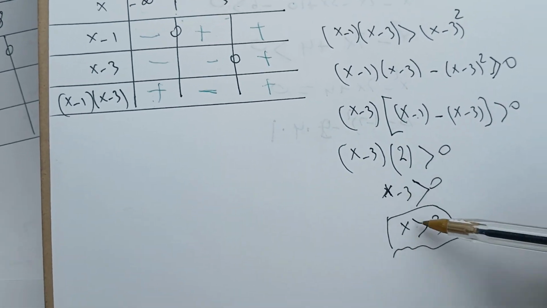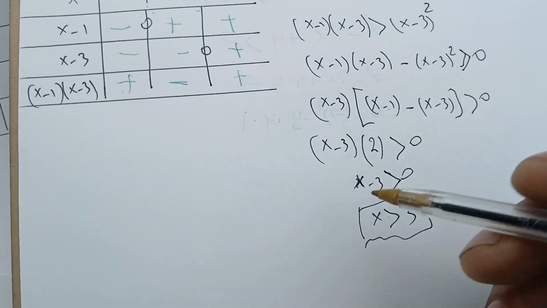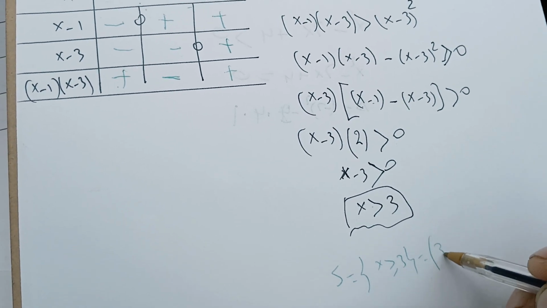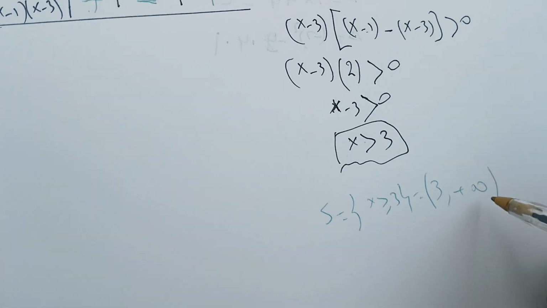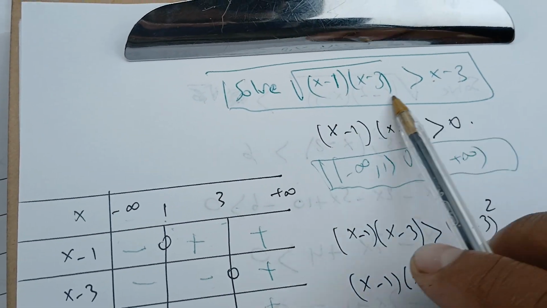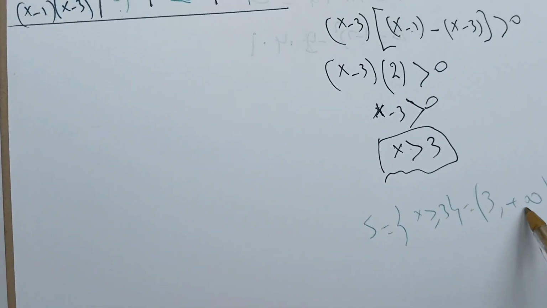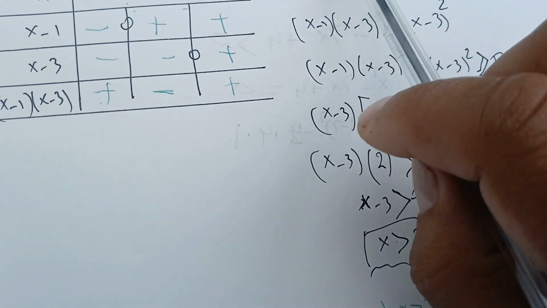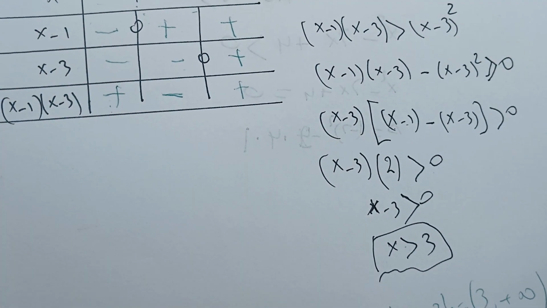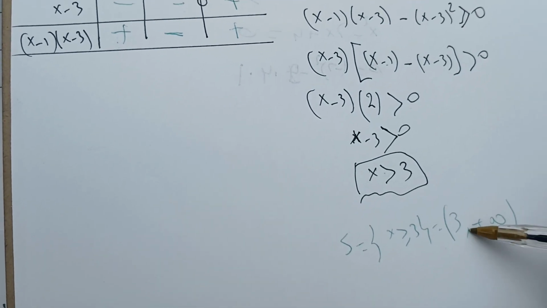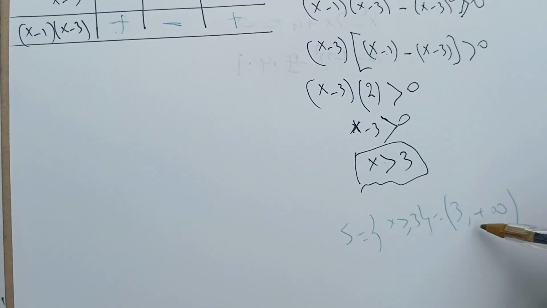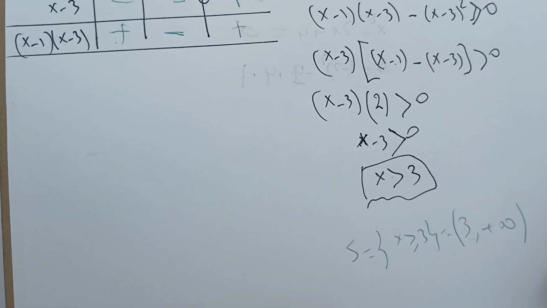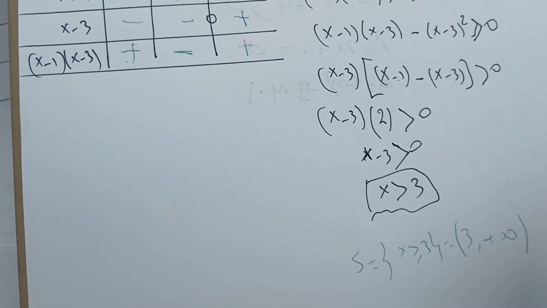So in this case, the set of solutions is x bigger than 3, or (3, plus infinity). So this is where this one could be defined, but this is where the solutions are. So x has to be bigger than 3 to have this inequality true. Okay, so the solution is x is bigger than 3, or x belongs to this interval (3, plus infinity). And I think that's it. So we found the solution.